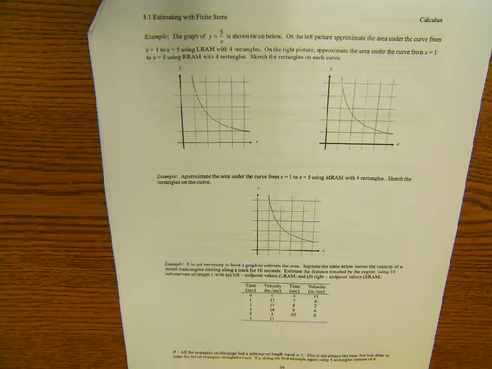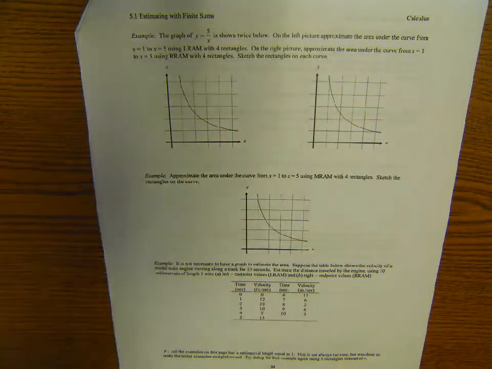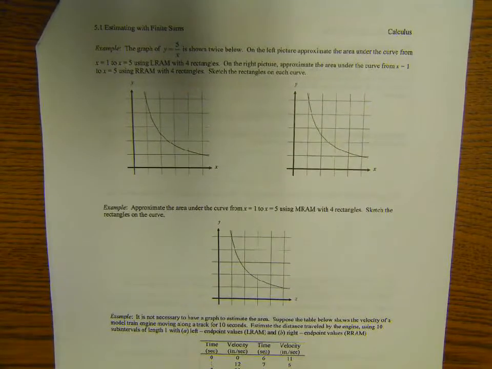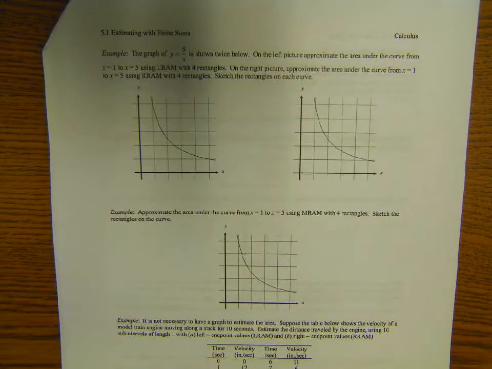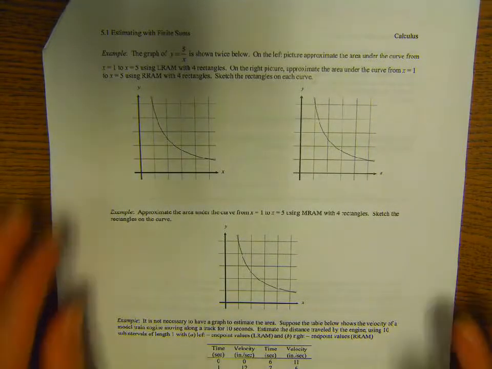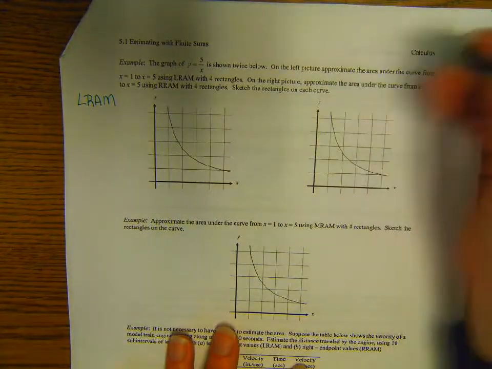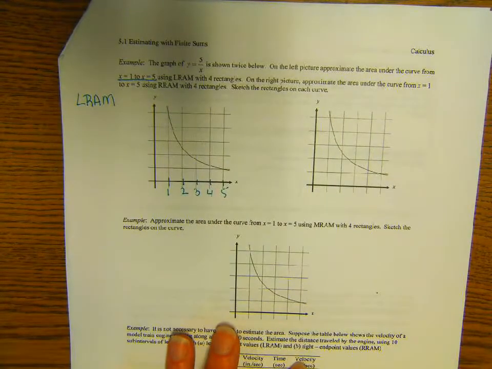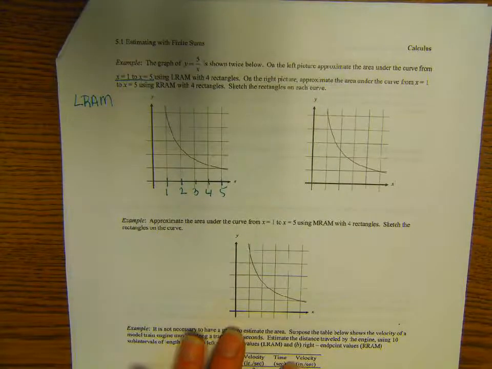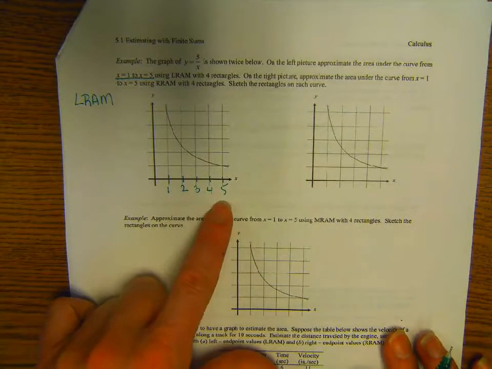Here are 3 pictures of an example of 5 over x. So let's first do a left rectangular approximation. Okay. We are going to approximate from 1 to 5. So here 1, 2, 3, 4, 5. And I would like us to use 4 rectangles. The width of each of the rectangles is going to be then 1, right? From 1 to 2, from 2 to 3, from 3 to 4, from 4 to 5.